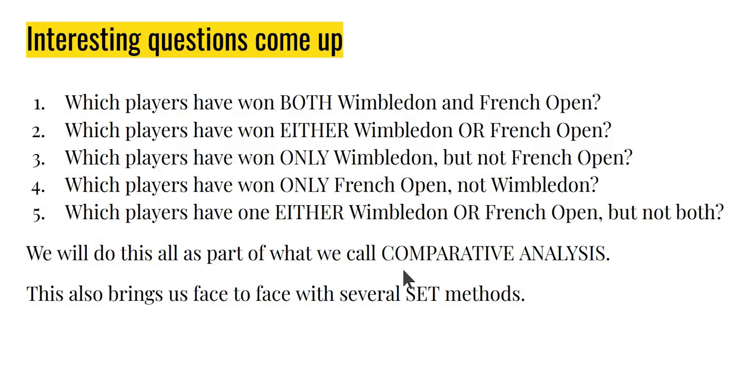But the point to understand and recognize is that all of these operations, which are set operations, result in one more set coming up. So for example, when I look at the first one, I'll get a new set which will have players that have won both Wimbledon and French Open. In the next case, I will get a set which is either Wimbledon or French Open and so on. So all of these operations result in a set.